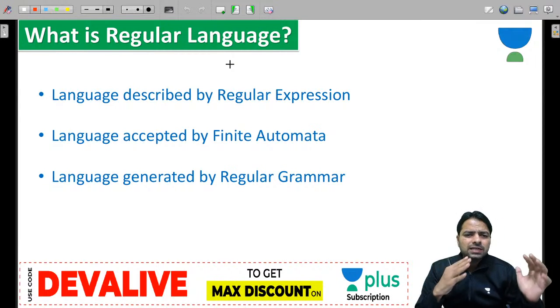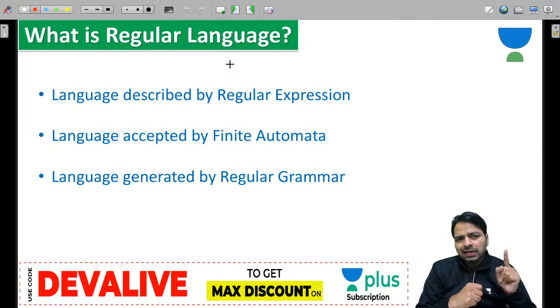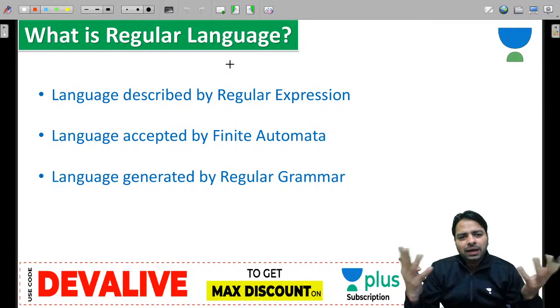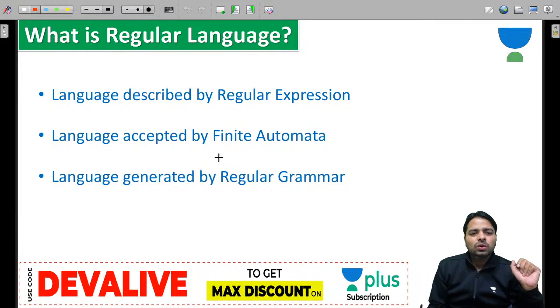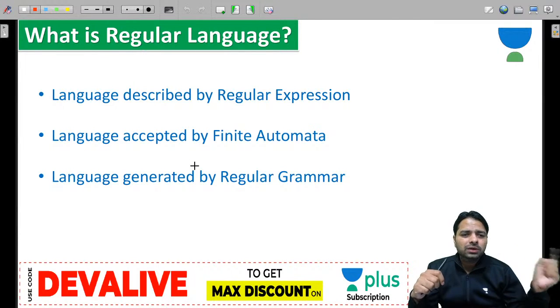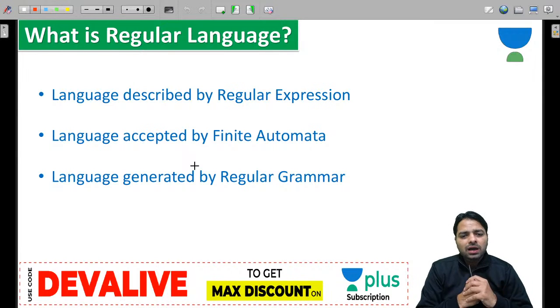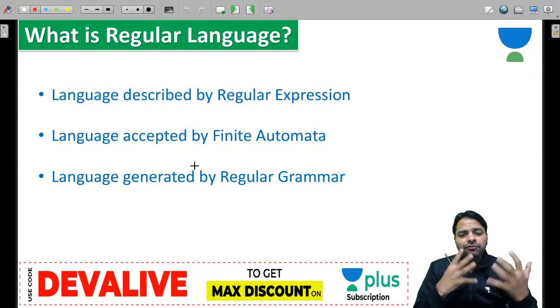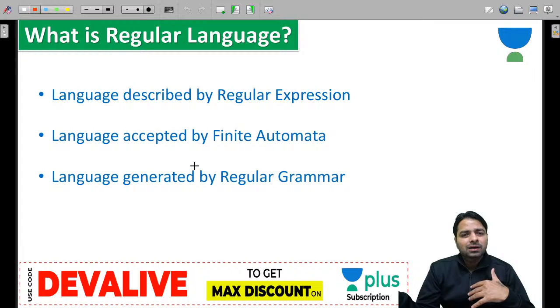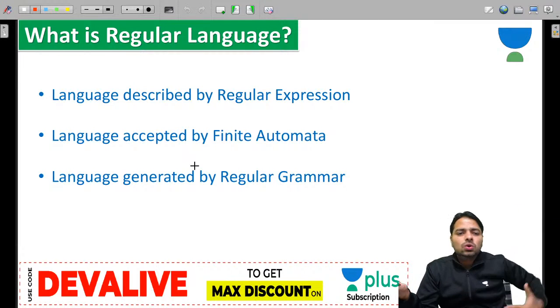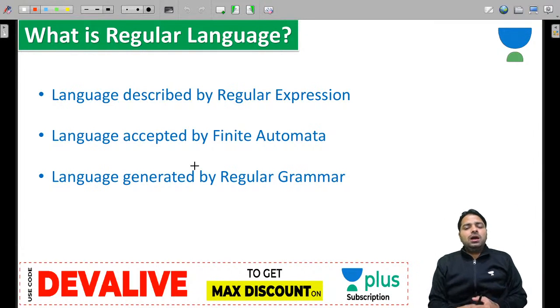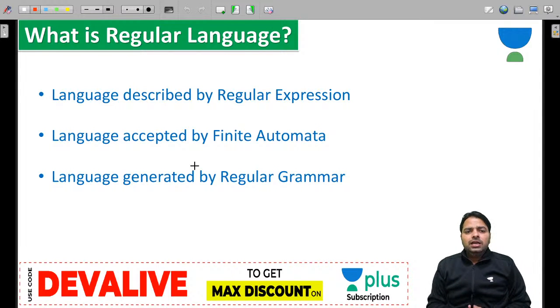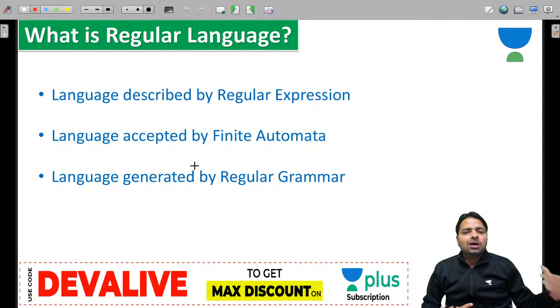Guys, as you have seen in the previous classes, if you have described any language using a regular expression, then that language is called regular. But if you are not good at writing regular expressions, then you might be good at designing a machine. If you have designed a machine for a particular language, then that is also regular. And some people are good at regular grammars. If you have written either a left linear grammar or a right linear grammar, then the language generated by that grammar is called a regular language.